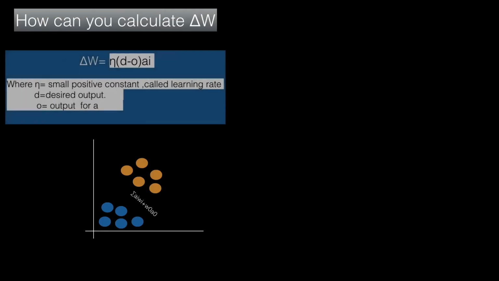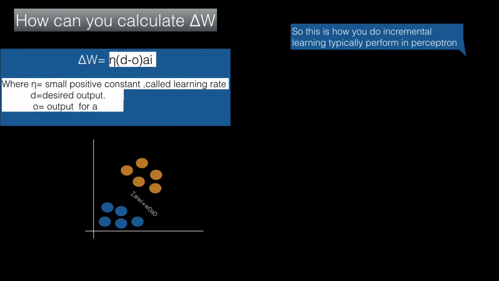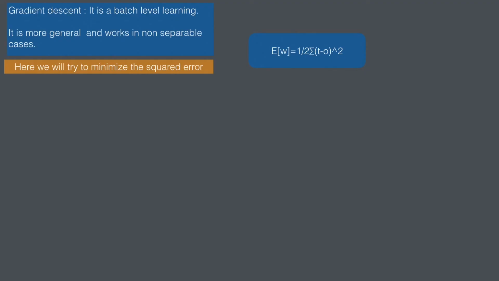You basically take a learning rate, or small positive constant, multiplied by the difference between the desired output, the output we want from our input, and multiply it with the value of our inputs, and then you calculate your delta W. One thing to keep in mind is that delta W will never be zero, but it will be close. So let's see gradient descent, or batch-level learning.